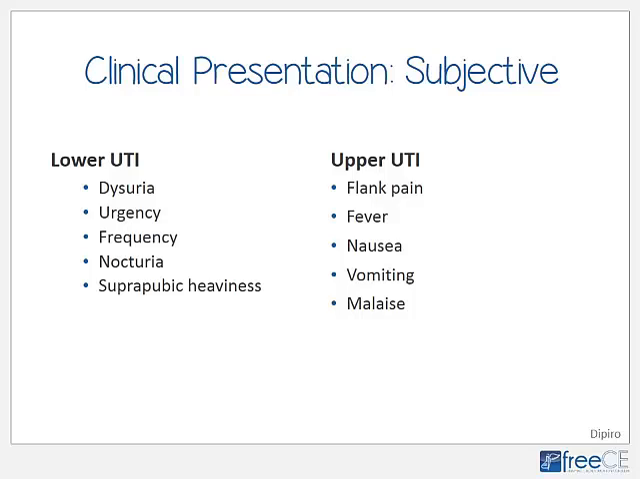Now, if the urinary tract infection has moved into the upper urinary tract, we frequently hear about flank pain, and flank pain is really because the infection has gotten up into the kidneys. We have some more systemic signs and symptoms, so people frequently will now have a fever. They may have some GI symptoms, including nausea and vomiting, and they may complain about malaise.